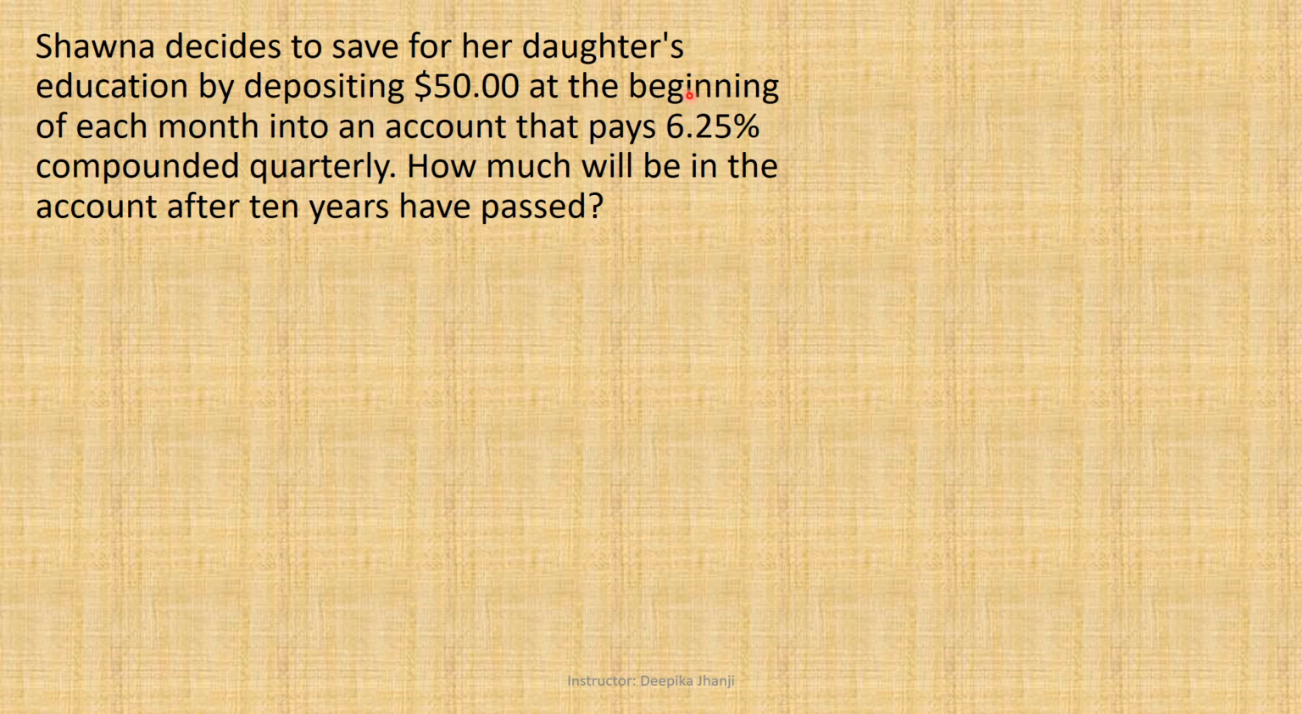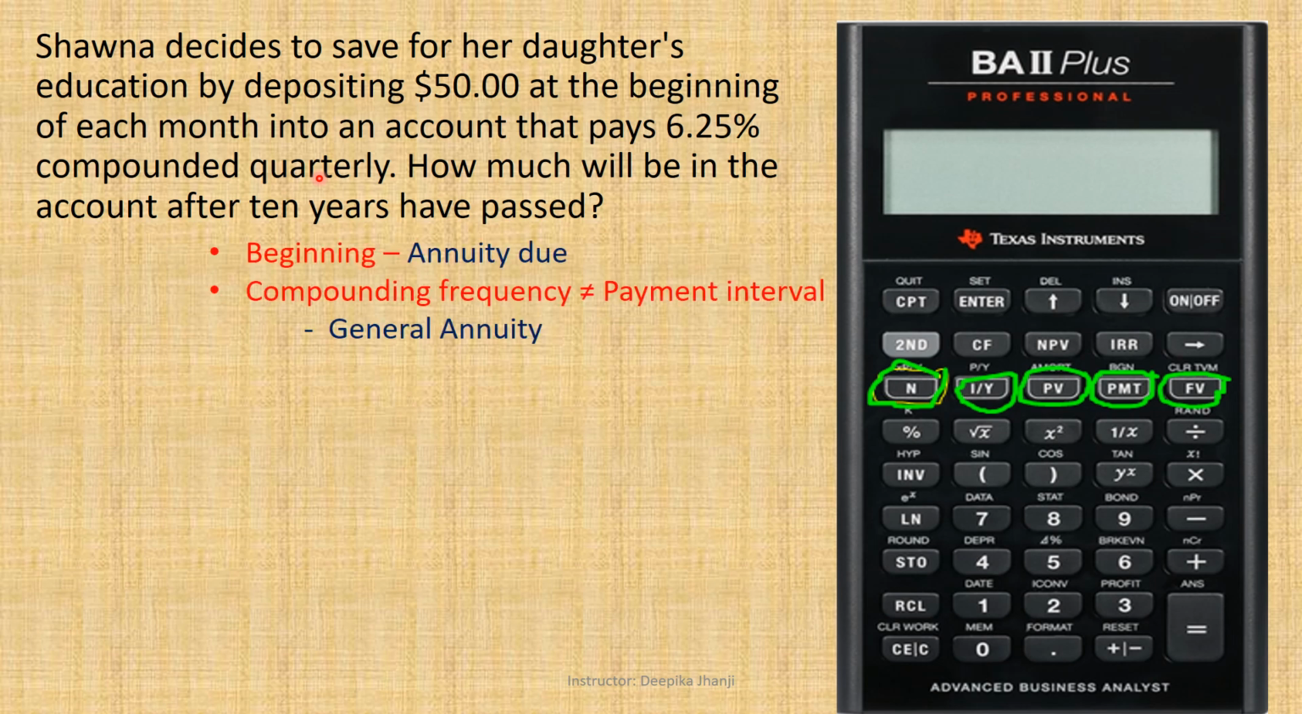Second thing we need to notice here is payments are made every month, whereas the rate of interest is compounded quarterly. So payment interval does not match with compounding frequency. So it is a case of general annuity, right? Compounding frequency is not equal to payment interval. Combining these two, it is a case of general annuity due.